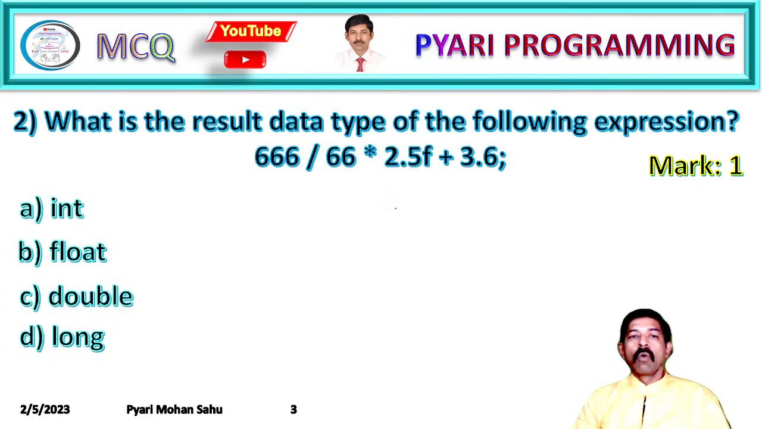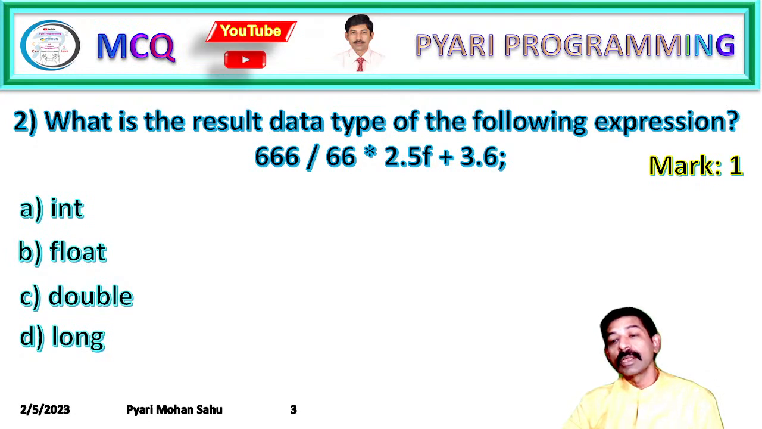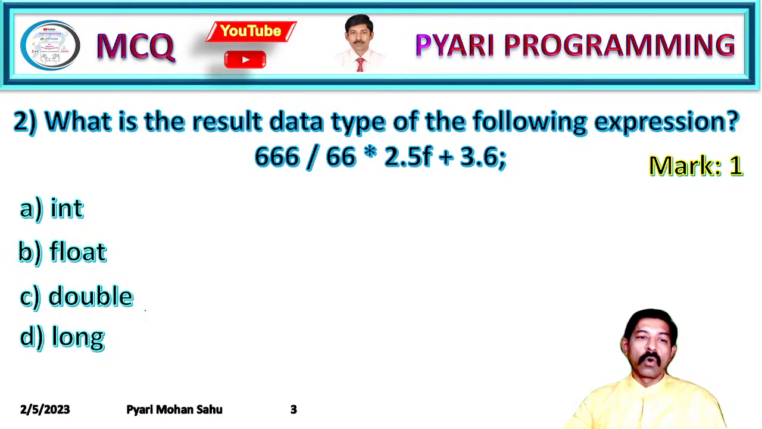Next question. What is the result data type of the following expression? It is not talking about the result in the form of your answer. It is talking about the data type. After evaluating the expression, whatever result will come, its data type is dash. What will be its data type? Will it be integer, float, double, or long? First of all, which type of expression is this?